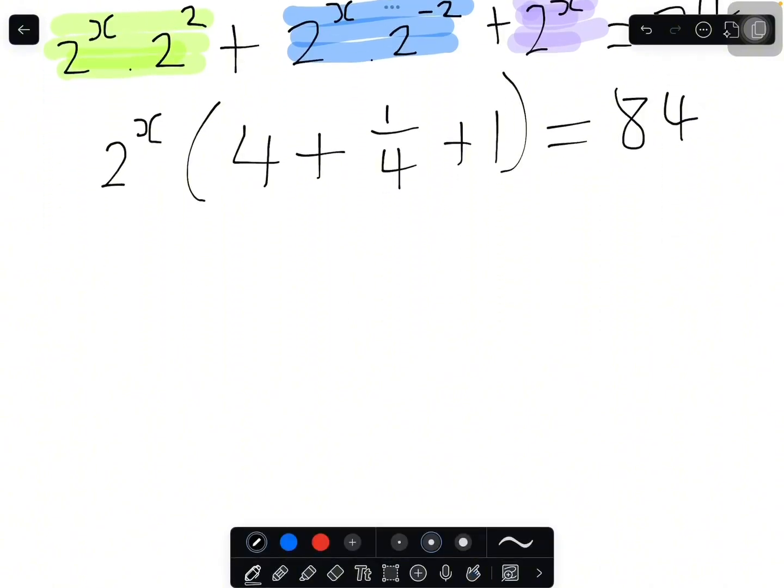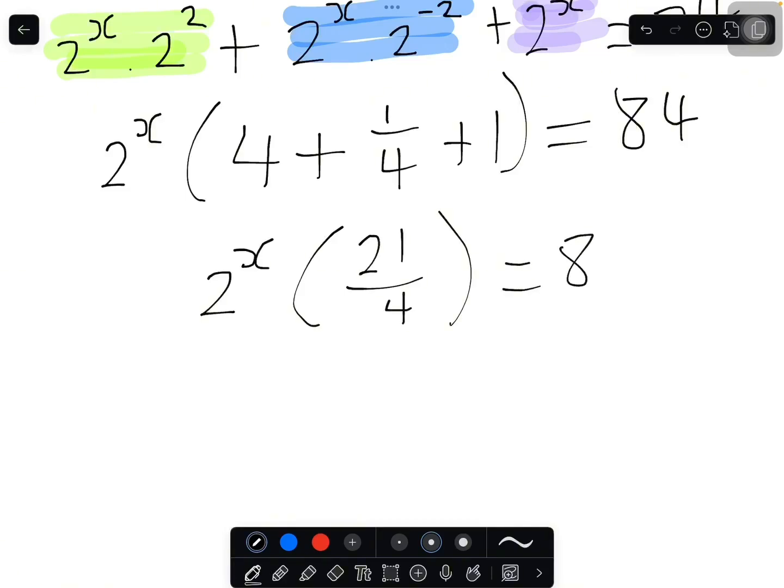And then if we look here, this will be 2 to the x into, you put this into your calculator. So we'll go 4 plus 1 over 4 plus 1, and that will give us 21 over 4 is equal to 84. We times in 2 to the power x by 21 over 4, so we're going to divide 84 by 21 over 4. So we're going to go into our calculator. First, let's write down 2 to the power x equals, and then we're going to go 84 divided by this 21 over 4, we'll get 16.